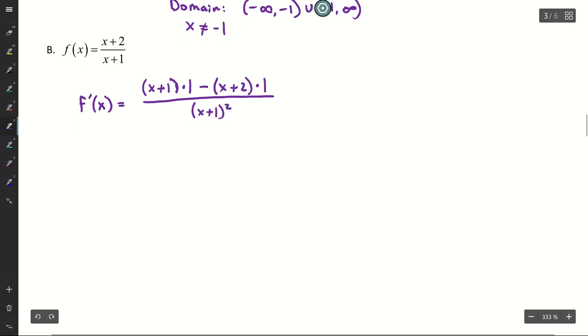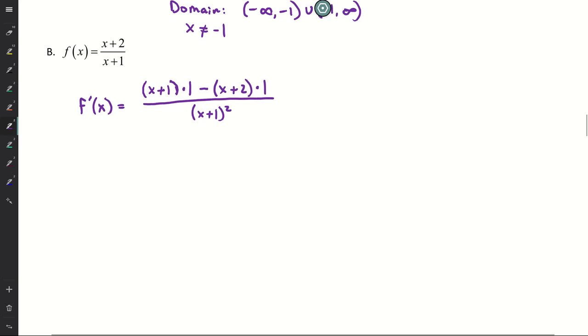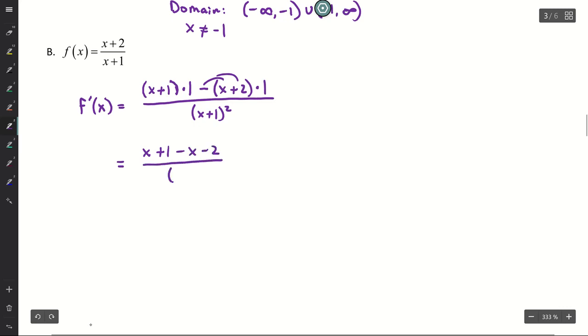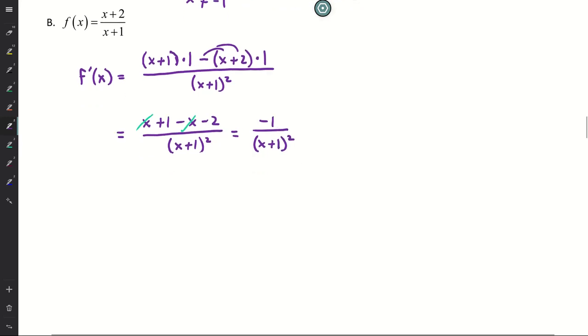All right, from here we want to see if we can simplify this derivative as much as possible. Here we're distributing a negative. The 1s aren't really making any difference. So we have an x plus 1, and then minus an x minus a 2, and then all over x plus 1 all squared. The x's are going to cancel out, and then we have a 1 minus a 2, so that'll be a negative 1 over x plus 1 all squared. So there's our derivative.